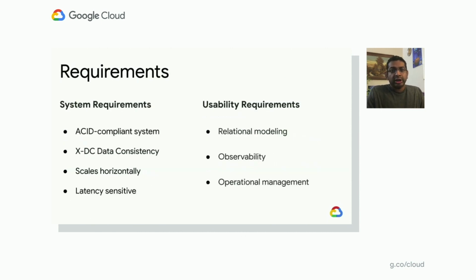So we classified our database requirements further into system and usability aspects. From systems requirement, we wanted an ACID compliant system which can give us 5 nines of availability and comes with globally consistent guarantees. Uber has multiple data centers, so the solution should work across data centers and should satisfy our latency SLAs. From a usability standpoint, we wanted support for relational modeling.